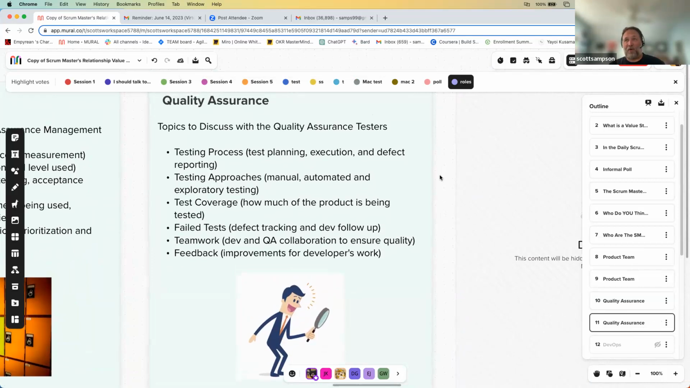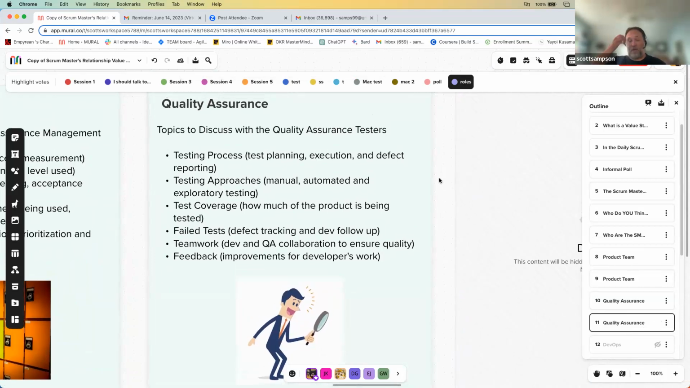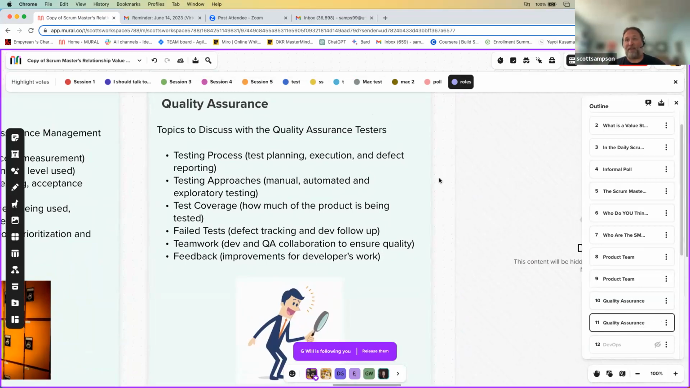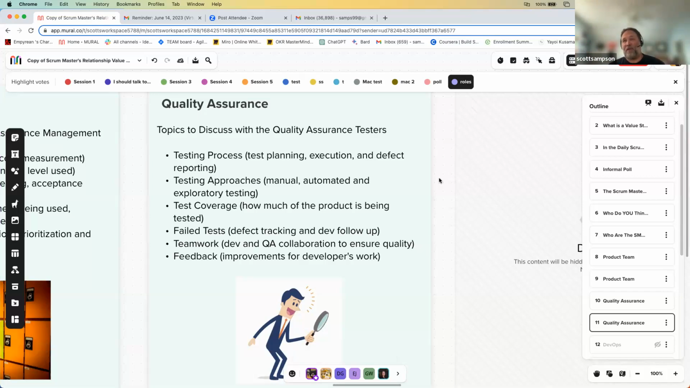And then, of course, you have the quality assurance testers. These folks you'll be working with pretty much directly as a Scrum Master. You can be asking them about their process. How do they approach testing? And like I said before, defect reporting, execution. When do they test? What are their cycles for testing? Does it align with the sprint cycle and all of the things that occur to get a delivery out or release out? Again, testing approaches, manual, automated, and exploratory testing.